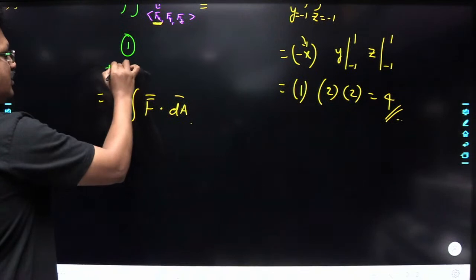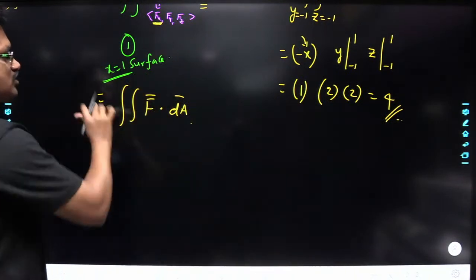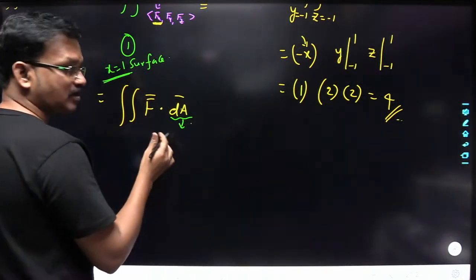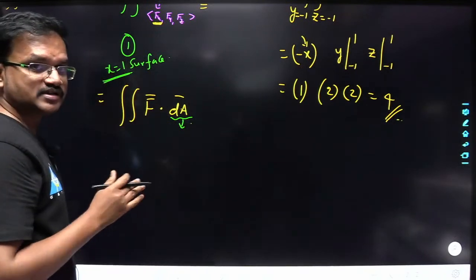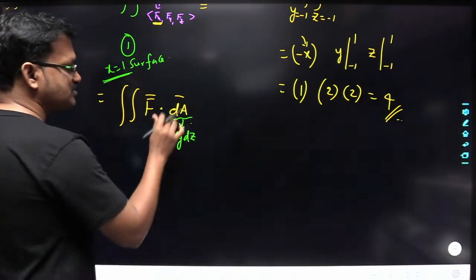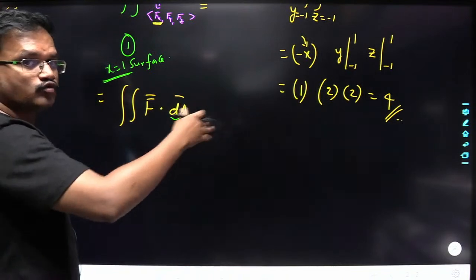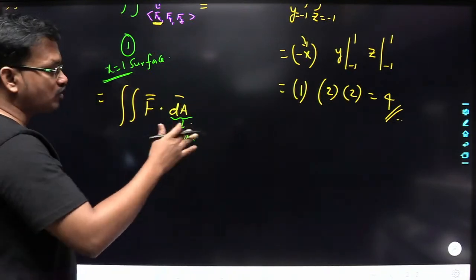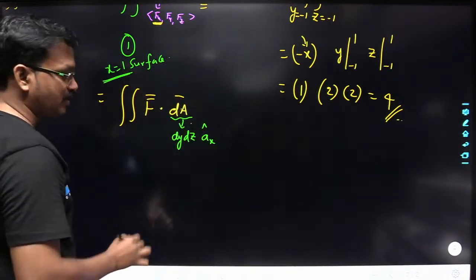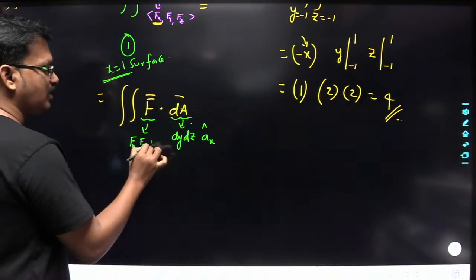I am considering the x is equal to 1 surface, which is an x is equal to constant surface. So what is dA here? x is equal to constant means y and z are the variables, so you can represent it as dy dz. But the direction of the surface is always given by the outward unit normal, which is in the ax cap direction.